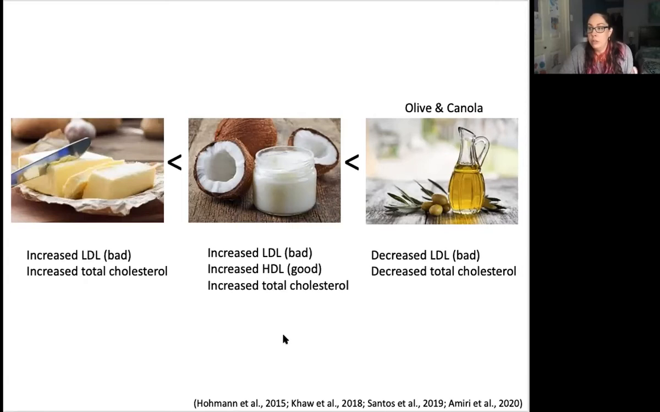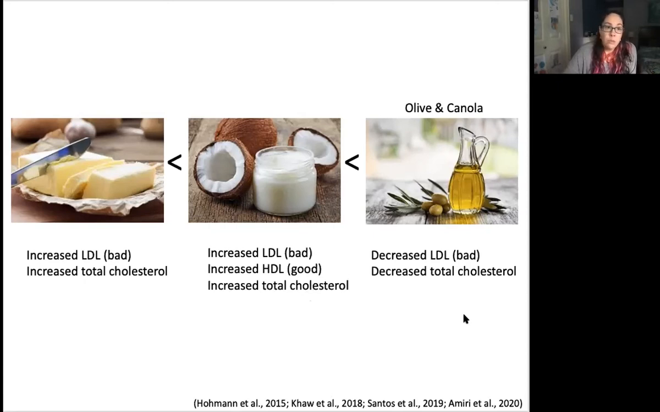Coconut oil also increases LDL, which is bad. It also increases total cholesterol, which is bad. However, it also increases HDL, which is good cholesterol, which is good. So coconut oil is really a mixed bag. It has benefits and it has drawbacks.